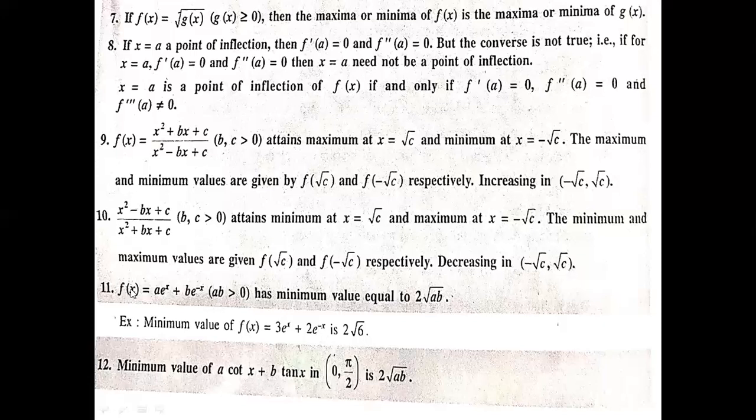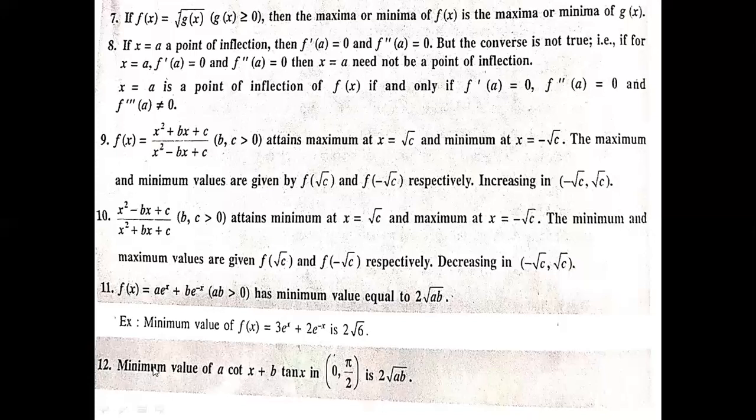Next, 11th one, f of x is equal to a e to the power x plus b e to the power minus x, where a, b greater than 0, has minimum value equal to 2 root ab. For example, minimum value of f of x is equal to 3 e to the power x plus 2 e to the power minus x. Then the minimum value of this is equal to 2 into root of a into b. A is 3 and b is 2, 3 times 2 is 6. So 2 root 6 is the minimum value of the given function.